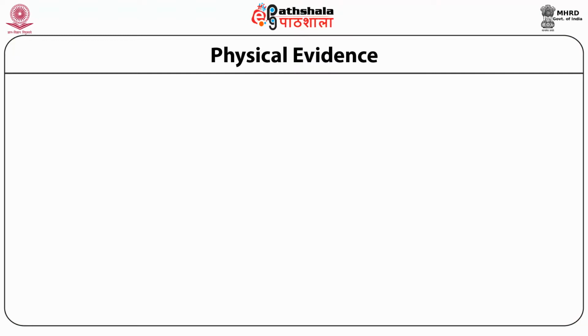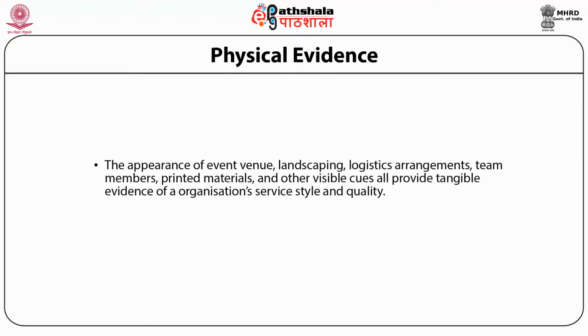Physical evidence: the appearance of the event venue, landscaping, logistics arrangements, team members, printed materials, and other visible cues, all providing tangible evidence of your organization's service style and quality. A lot of due diligence has to be done as far as physical evidence is concerned. You have to locate an appropriate place, with its logistical arrangements, for holding an event.